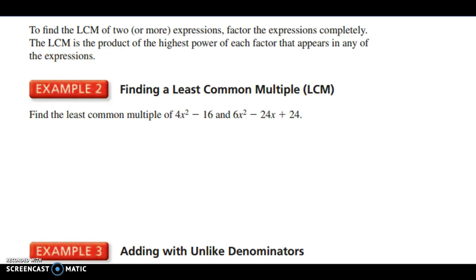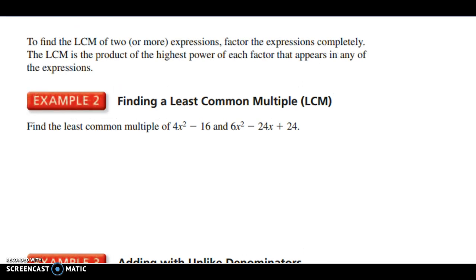For example 2, this is a little bit different. We want to find a least common multiple of two expressions. So if you look at the directions up top, it tells you to factor the expressions completely, and then the LCM is the product of the highest power of each factor that appears. So looking at example 2, we're going to take each expression and factor. And then my answer will be the product of the highest power of each factor.